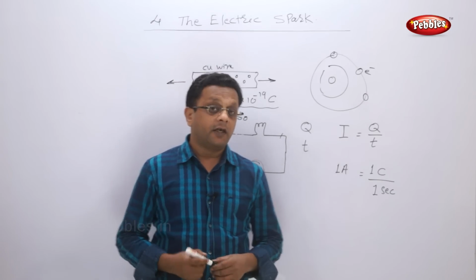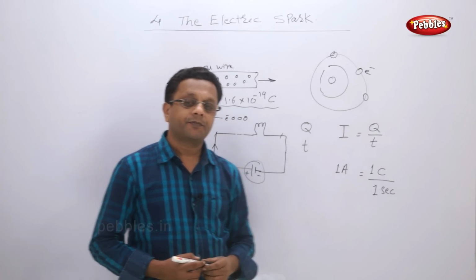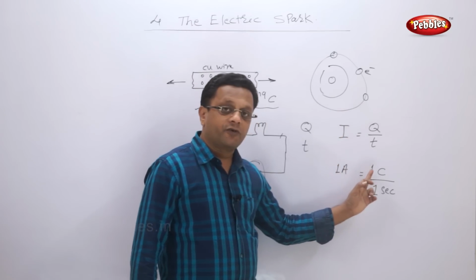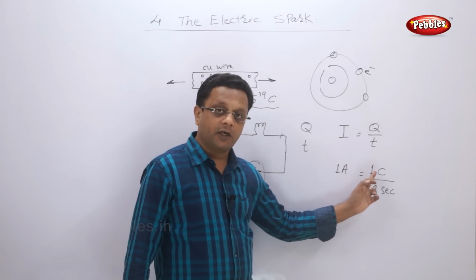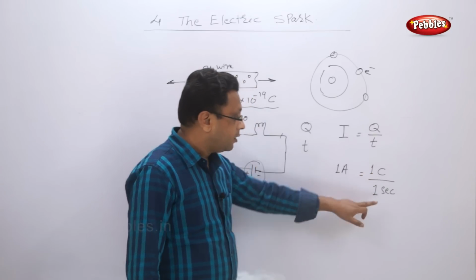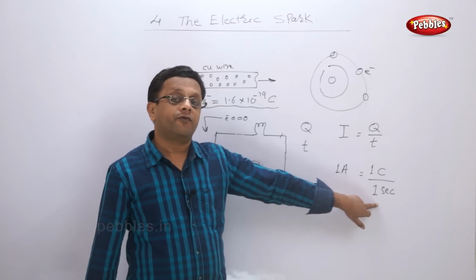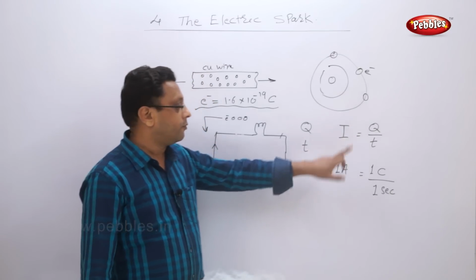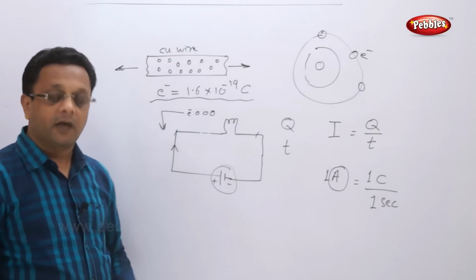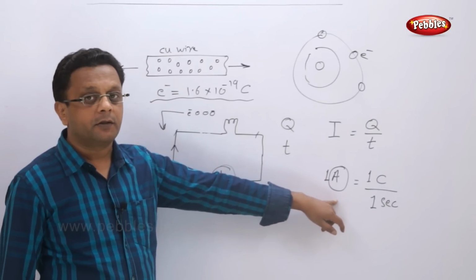So let us see the definition of 1 ampere. I already explained it to you, let us revise it again. When 1 coulomb of electric charge passes through a cross-sectional area in 1 second, then the amount of electric current flowing through the circuit is 1 ampere. So in this way, we can measure the electric current by means of amperes.